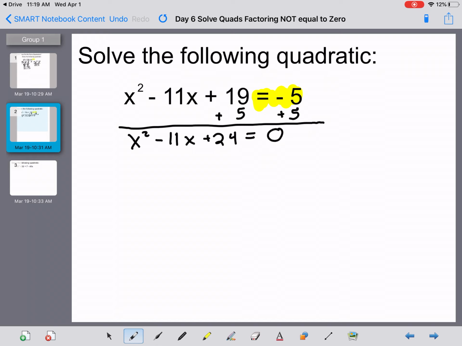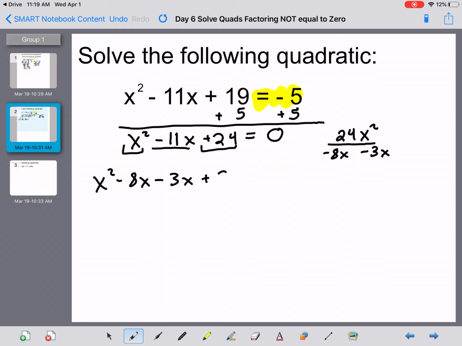Now, since my quadratic is set equal to 0, I need to factor my quadratic. I'm going to use my AC method, so I'm going to multiply the first term and the last term. That gives me 24x squared. The numbers that multiply to give me 24x squared and combine to give me negative 11x, which is this middle term, are negative 8x and negative 3x. So I rewrite it as x squared minus 8x minus 3x plus 24 equals 0.